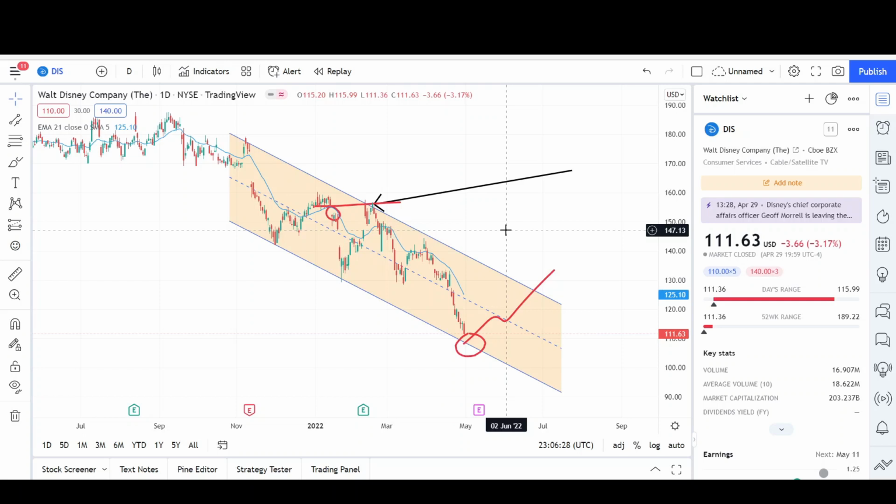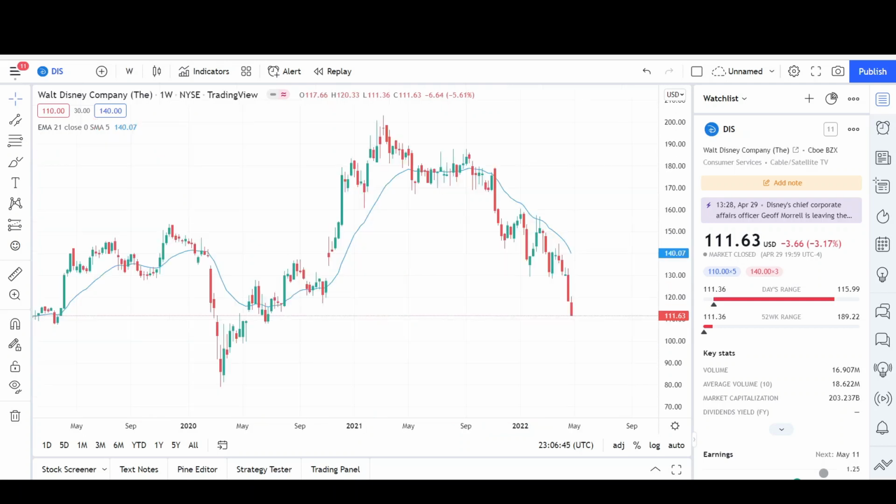So let's go and wrap this up on the weekly chart. Here we have the weekly chart for Disney, and you can see that the EMA is acting as resistance, and we're making lower lows and lower highs. So this is undeniably a downtrend. You do not want to be a buyer in a downtrend.